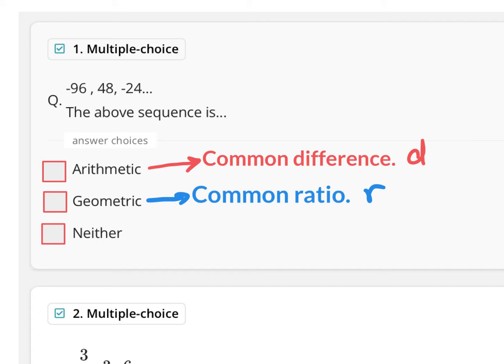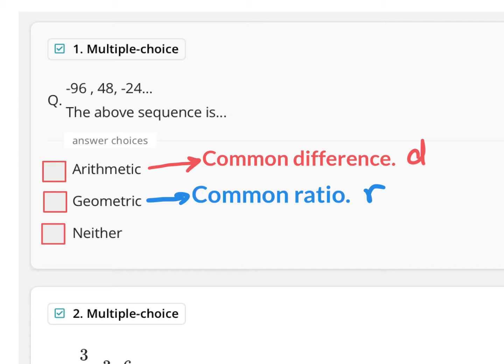Anyway, how do we calculate whether we have a common difference or common ratio? We have to take a number and then subtract the previous number from it. So it's going to be negative 24, take away 48, and then 48, take away negative 96, and see if you have a common difference. Or you might have a common ratio. Now remember, ratios mean fractions, and fractions are really division problems. So all you've got to do is take the number and put it over the previous number. So negative 24 over 48, and then positive 48 over negative 96, and see if there's a common difference or common ratio.